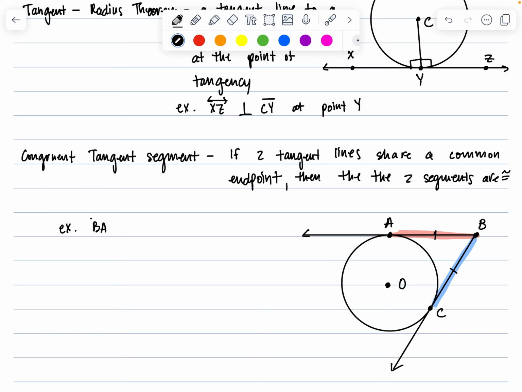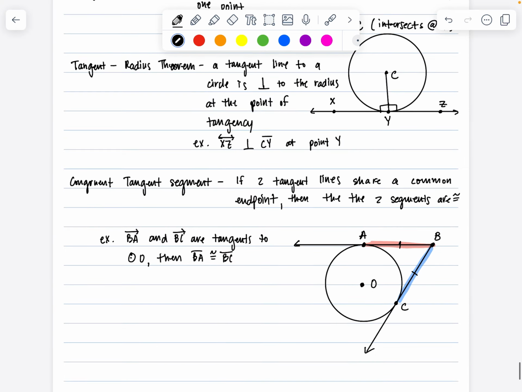Okay, so here's your example. If BA and BC are tangents to circle O, then BA is going to be congruent to BC. The segment BA is congruent to BC. And that's exactly what we have here.